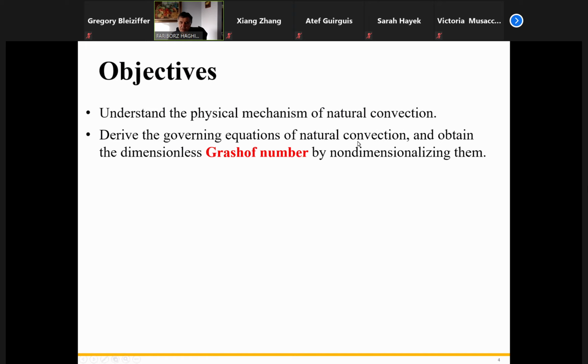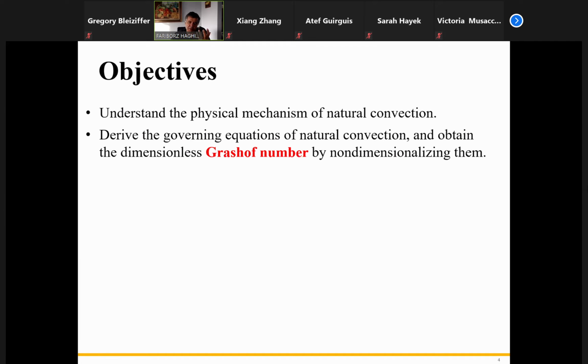Derive the equivalent equation for natural convection and obtain the dimensionless number. Now we find a new dimensionless number that's related to natural convection. In forced convection, you calculate a Reynolds number. In natural convection, we calculate a Grashof number. Again, it's a dimensionless number. The question here: what exactly does the Grashof number represent? That's what we have to understand.